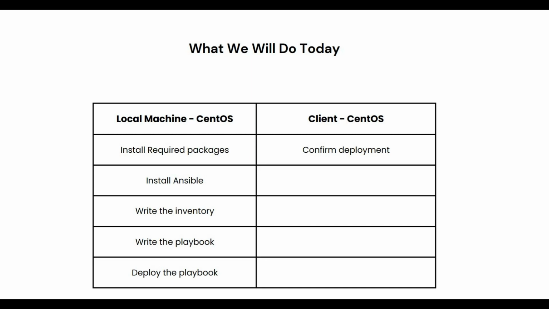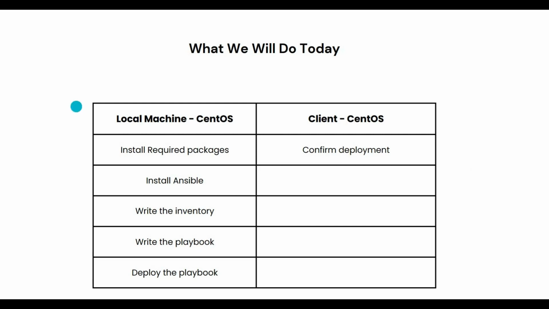On the main one, which is going to serve as our local machine, what we're going to do is install the required packages. We're also going to install Ansible. We're going to write the inventory, write the playbook, and then deploy the playbook. That's more like pushing the configuration to the client machine. Then on the client itself, all we're going to do is confirm that the deployment that we pushed from the local machine actually got to the client machine. All right, so let's jump right into the demo and see how that is done.